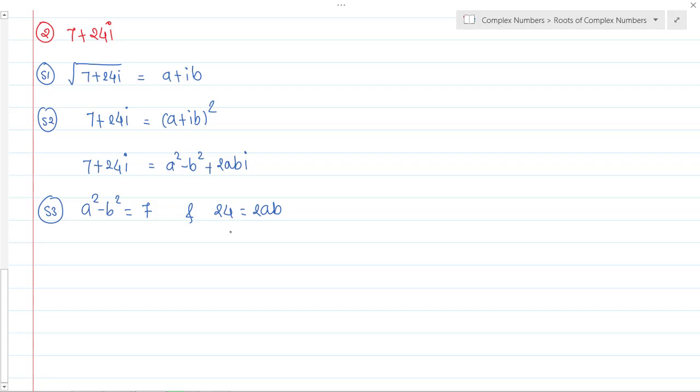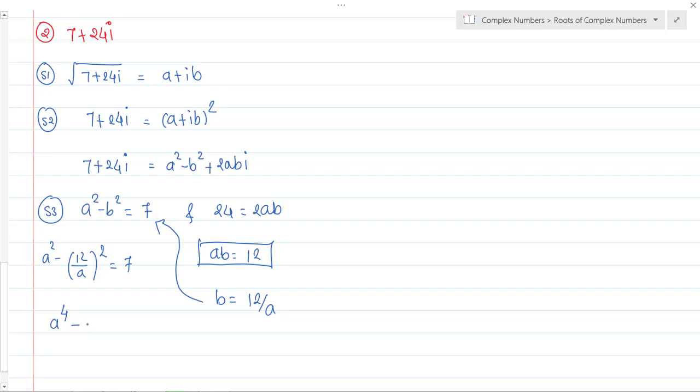Perfect. So 24 equals 2ab, so ab equals what? ab equals 12. Let's take this equation, ab equals 12. So b is nothing but 12 by a. Let's substitute b equals 12 by a in this equation. So what will I get? a square minus (12 by a) whole square equals 7. This becomes a to the power 4 minus 144 equals 7a square.